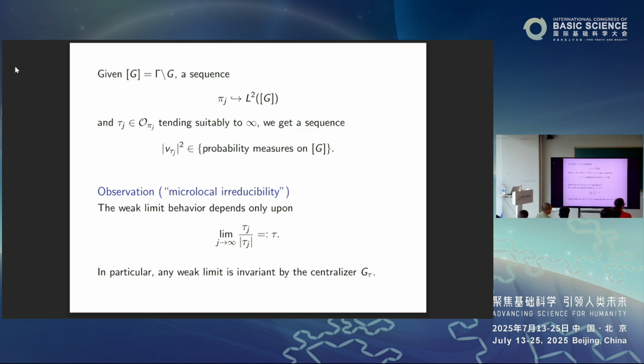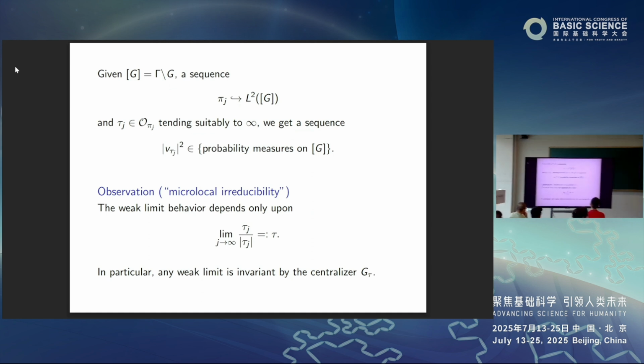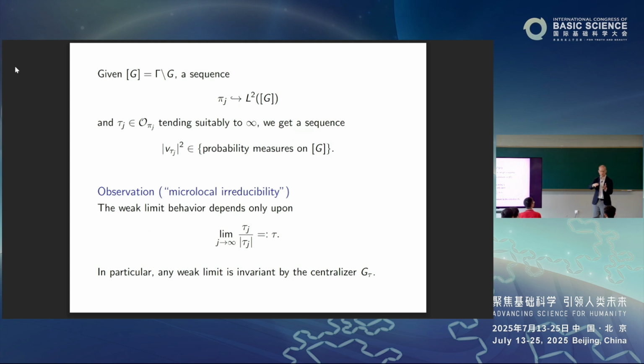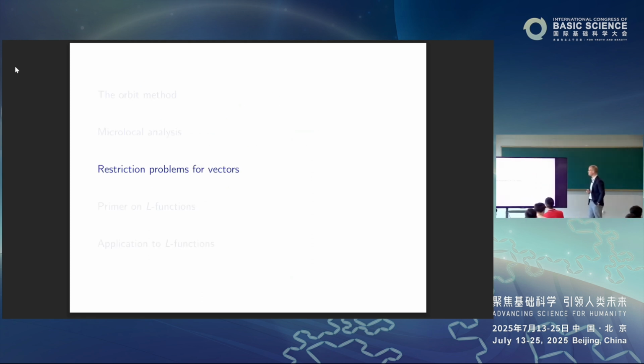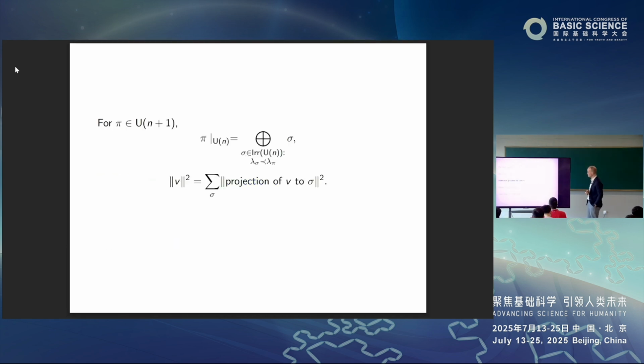All right, so I think that's all that I wanted to say about the orbit method and microlocal analysis for one group. But as we'll come back to, when you're doing automorphic forms and L functions, there are typically two groups in the picture. So let's talk a little bit about restriction problems.